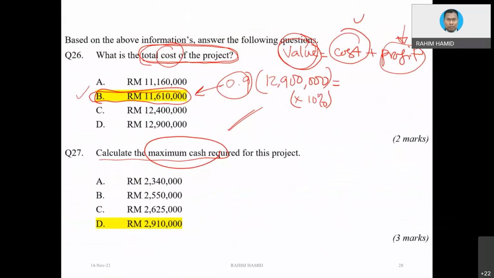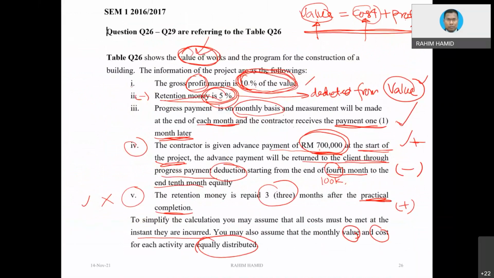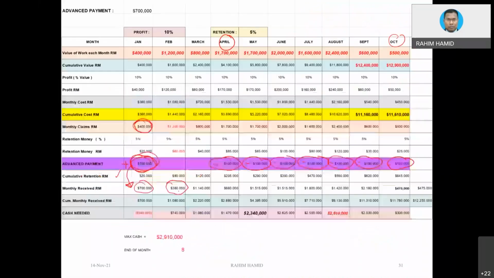You see, remember the term, this is the term. Item number 3: whatever you do in the first month, you will need to submit the claim, and then only in the second month are you going to get the first payment based on the first month of your work. So that's why 380 is there. Why 380, not 400? 400 is the amount that you claim, but remember the retention money. So that's why the retention money.